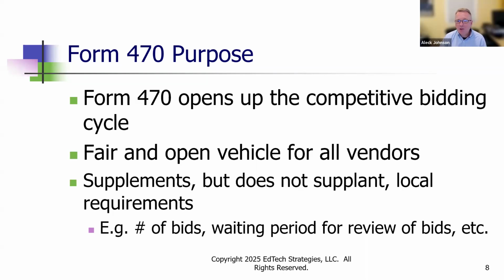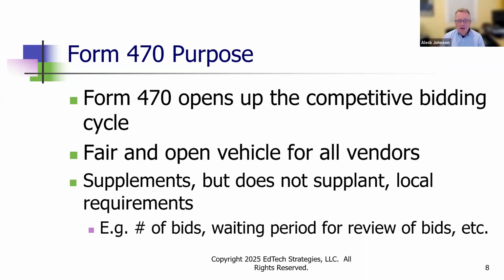Similarly, you may have only a 2-week waiting period for bids under your local procurement requirements. Under the E-rate, you're required to have a minimum of 28 days. In this case, the 28 days would stand, and you would be required to do that minimum of 28 days. If you have questions about any particular local bidding requirements, please don't hesitate to ask. We'll take it at the end.